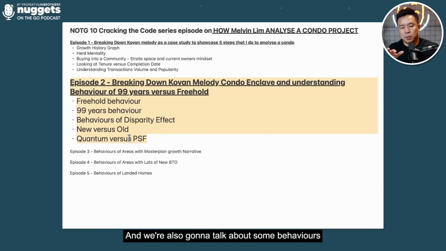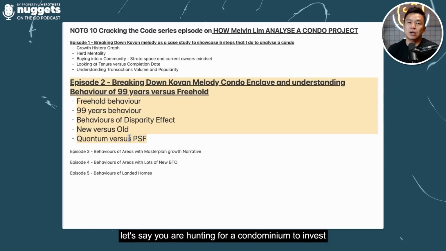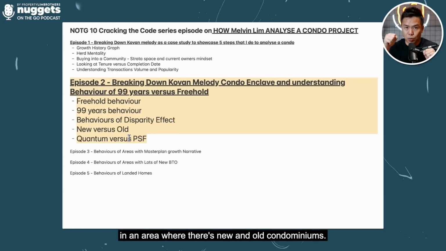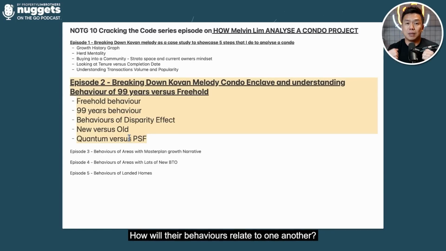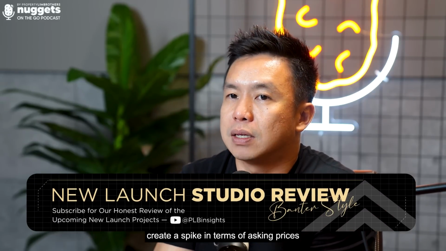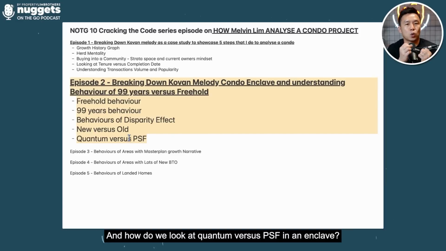And we're also going to talk about some behaviors of the disparity effect and why that is important for you to know about in the event you are hunting for a condominium to invest or to buy as a primary residence. So we're also going to talk about what is going to happen in an area where there are new and old condominiums. How will their behaviors relate to one another? Does the newer project that's going to be launched create a spike in terms of asking prices of the existing older projects? And how do we look at quantum versus PSF in an enclave?